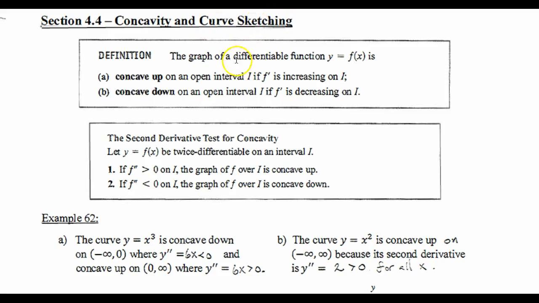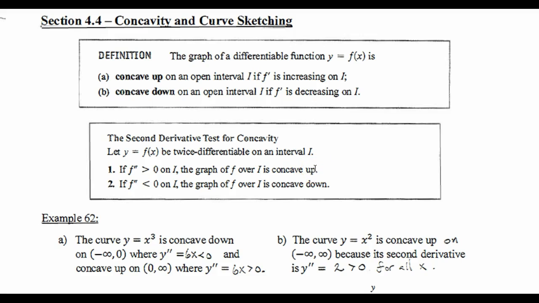So first of all, the graph of a differentiable function y equals f of x is concave up on an interval I if f prime is increasing on that I. In other words, if f prime, the derivative, is an increasing function. Now, if the first derivative is increasing, that would mean that the second derivative is always positive. That's how you tell if a function is concave up.